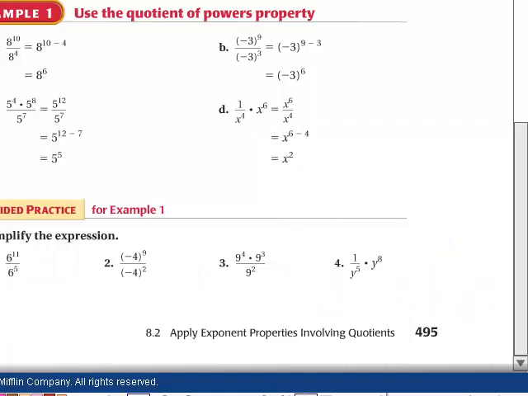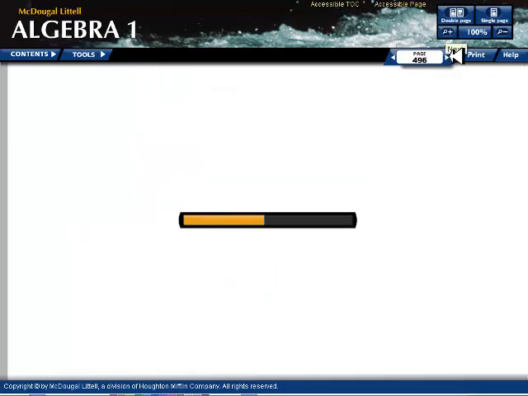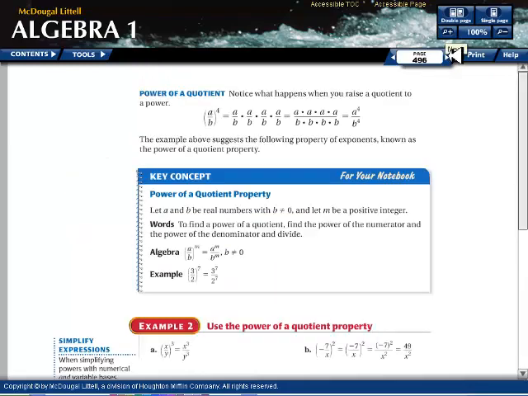All right, let's move on to the next page. Okay. Power of a quotient. So this one, a little bit different in that you have this whole thing being taken to a power. Okay, so it kind of builds on what we learned in 8.1. When you take a power to a power, you multiply.